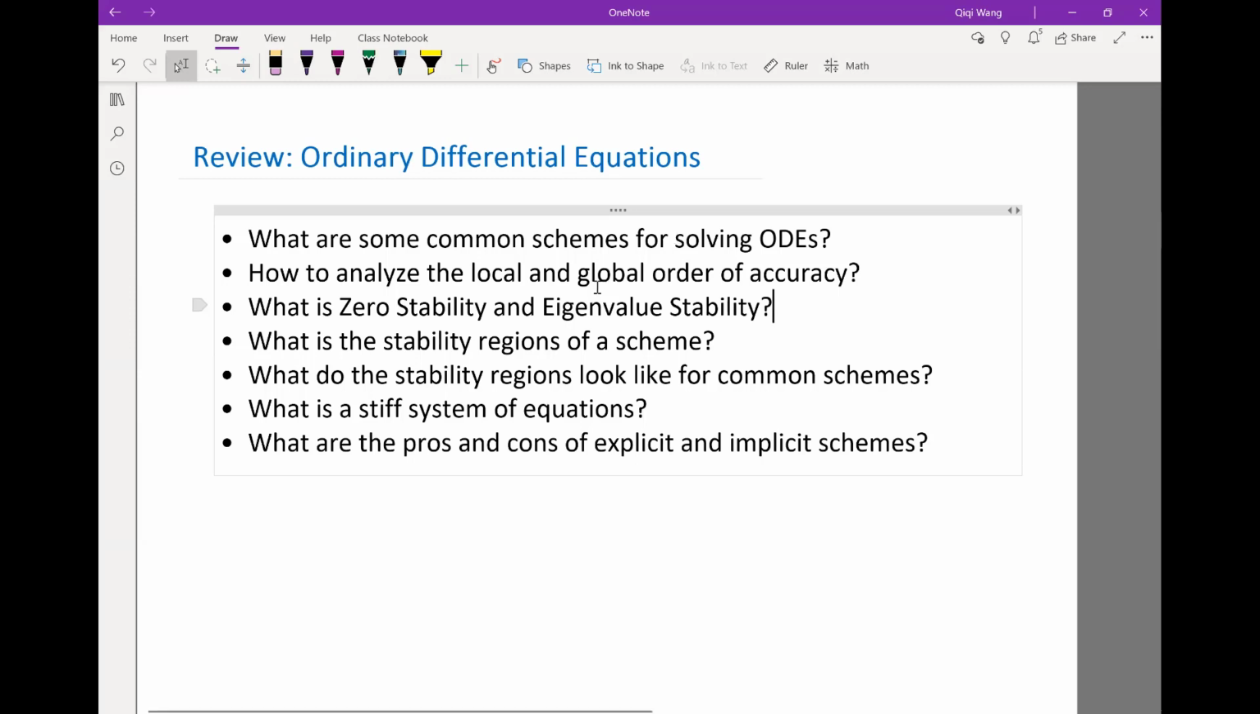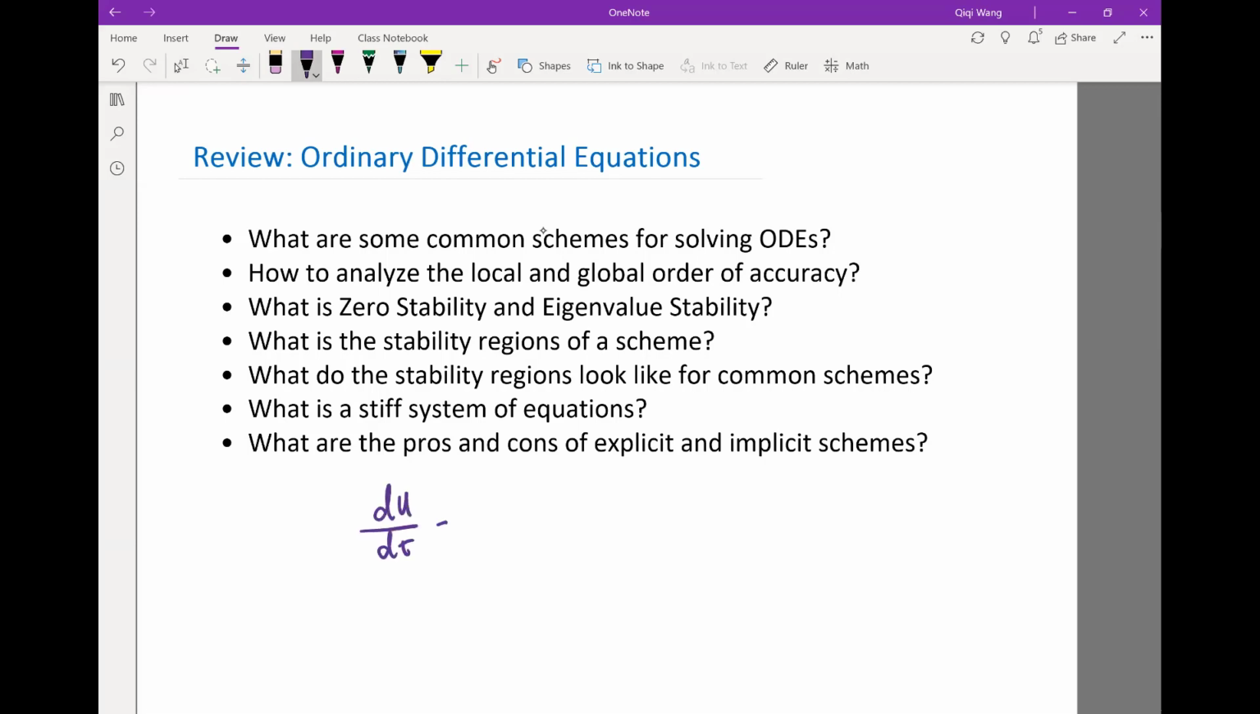Okay. So what is zero stability and eigenvalue stability? Zero stability means if you solve the equation du/dt equal to 0, you have no right-hand side. Is the scheme stable? A lot of schemes are not even stable solving du/dt equal to 0. If that's the case, the scheme is probably useless. So it's really a necessary condition for the scheme to be of any use. Eigenvalue stability is different. Eigenvalue stability relates to how you solve du/dt equal to lambda times u.